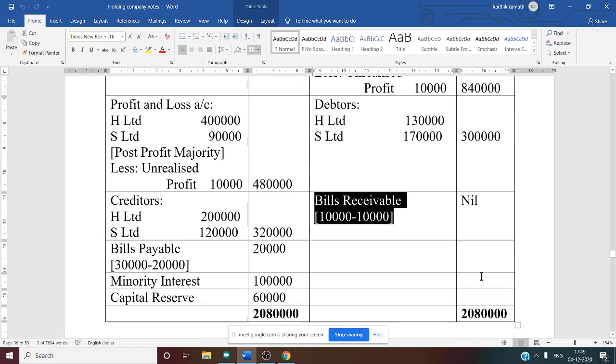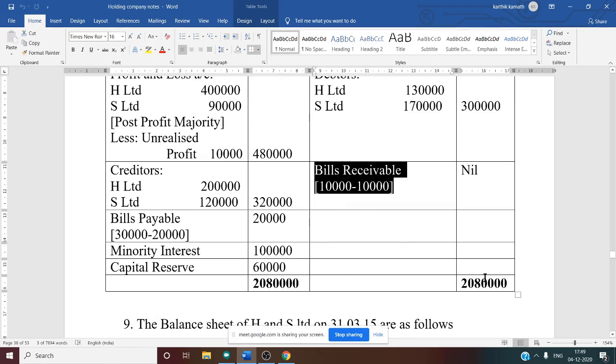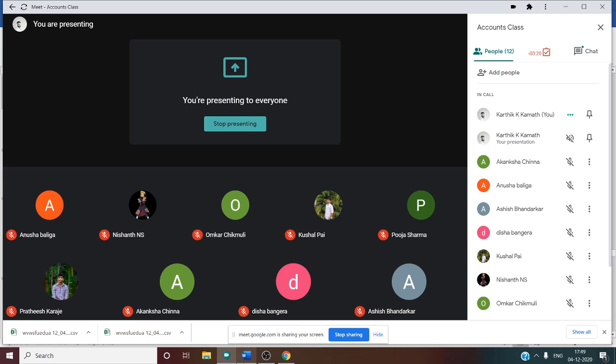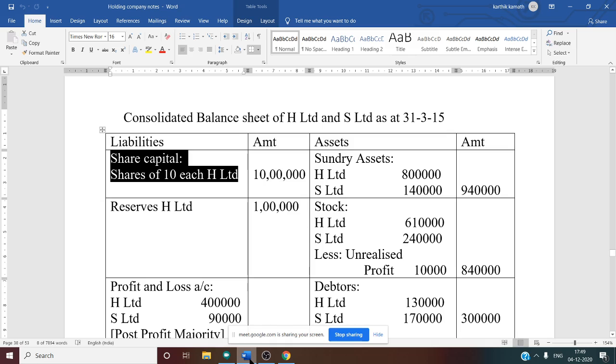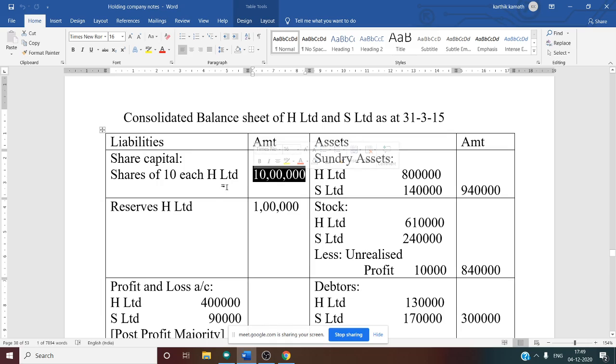In this problem, there is no goodwill. That is why on the asset side there is no information about goodwill. This is about asset side information. Now, if you see the liability side, share capital. Share capital of 10 each of H Limited only. Why H Limited only? Because subsidiary company share capital is already adjusted and divided between majority and minority. That is why subsidiary company share capital doesn't come in the consolidated balance sheet. So only holding company share capital you have to write, 10 lakh.